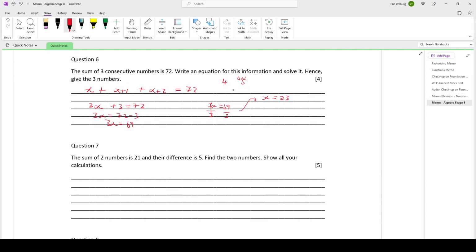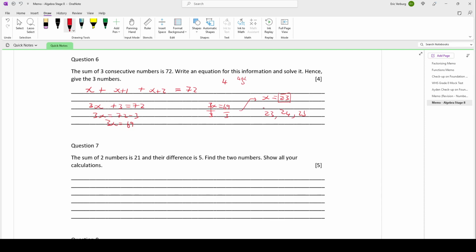Okay, but the question asks, give the three numbers. So x is 23, but that's just the first number. So the next number after 23 would be 23 plus 1, which is 24. And after that would be 25. So the three numbers are 23, 24, and 25.